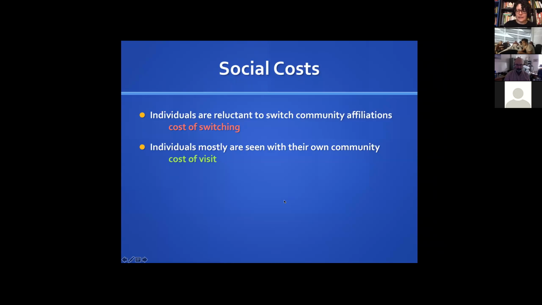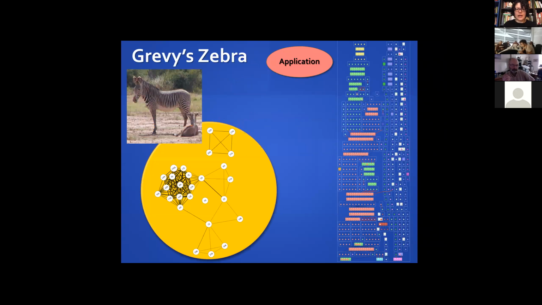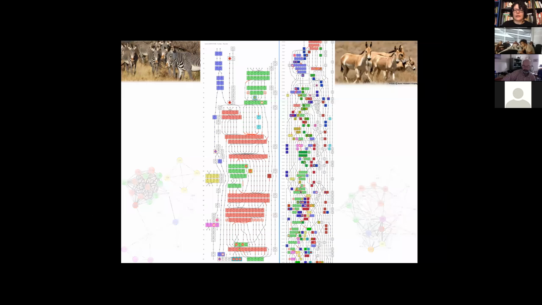And finally, individuals are rarely absent from their own community, and there is a cost of that absence. So with that, we can formulate a parsimonious explanation of the community affiliation over time, given these costs. I'll skip this part, and go directly to the gravy zebras and onagers, and to that original question.